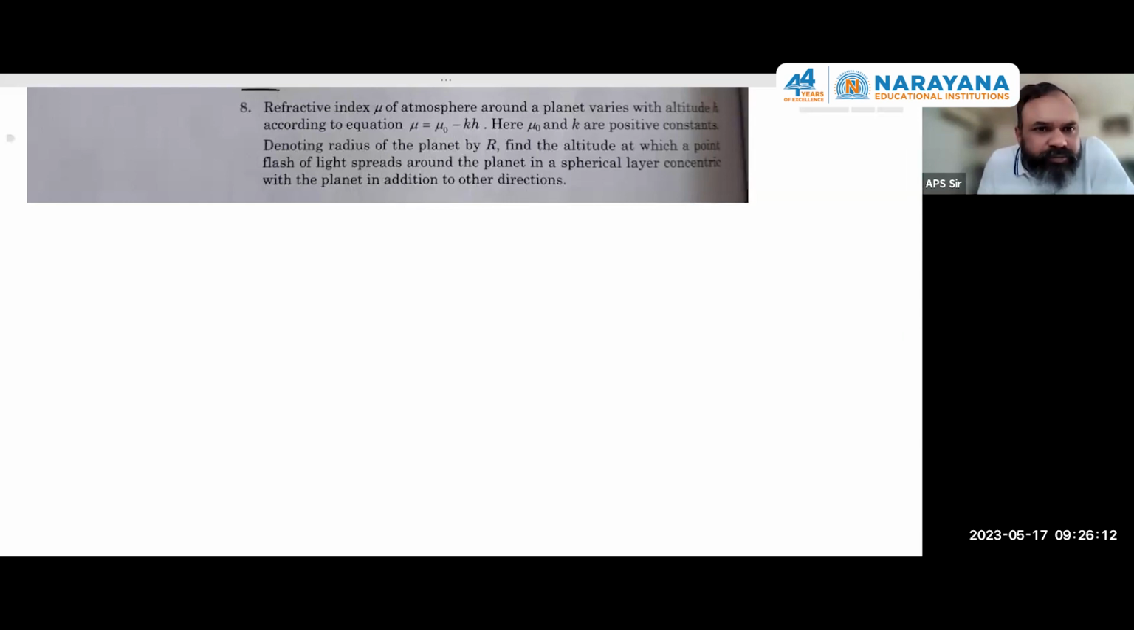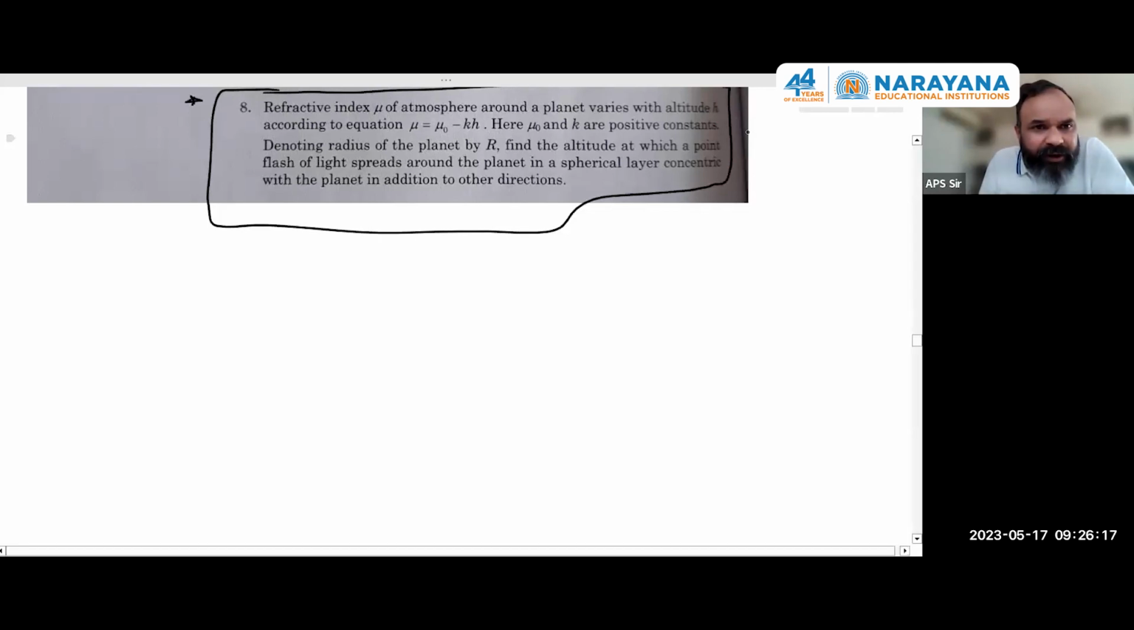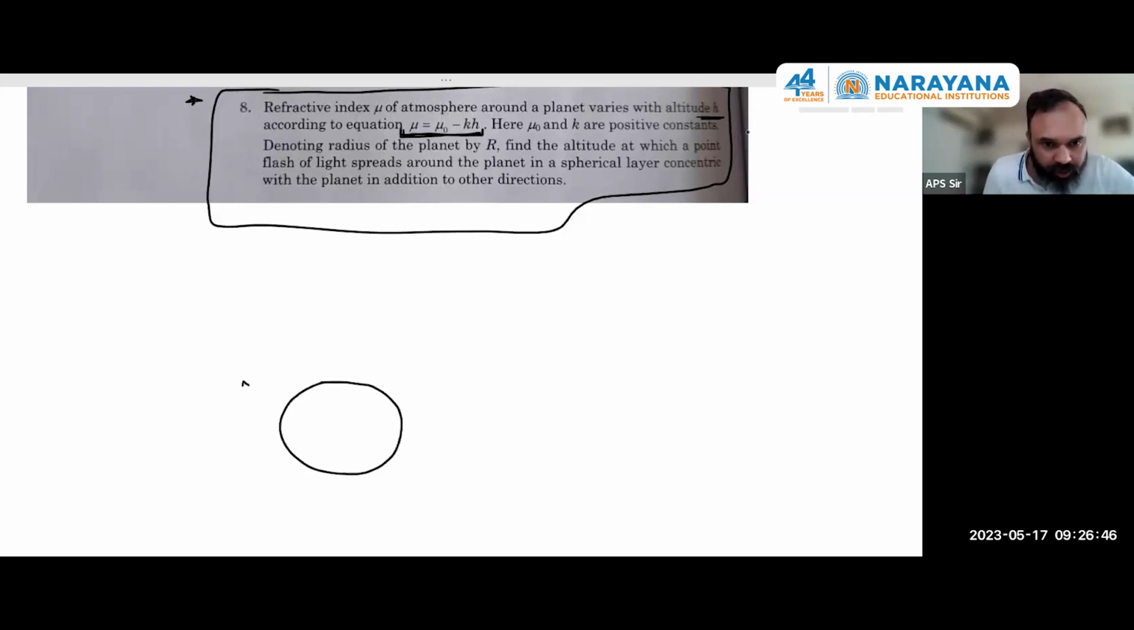Let me take up a problem which is very differently placed, and there is another problem which I will extend to this. Let's understand what the problem is. The refractive index of the atmosphere around a planet varies with altitude h according to the equation mu is equal to mu naught minus kh, where mu naught and k are positive constants, and r denotes the radius. So what he is trying to say is, let's say this is the planet. The diameter of the planet is 2r.